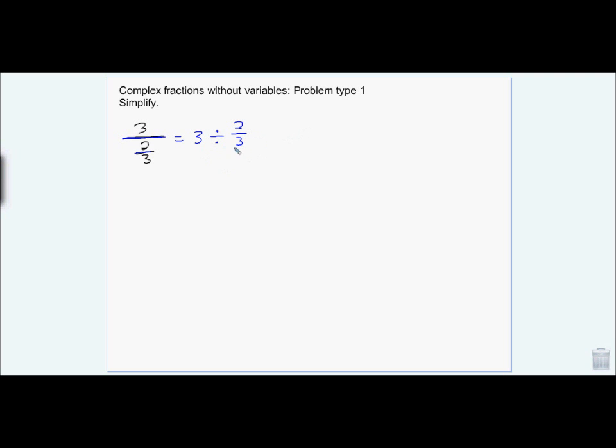Again, we need to change this to multiplication. So we're going to copy dot flip or multiply by the reciprocal. 3 can be treated as 3/1. So this will give us 9/2. 9 and 2 don't reduce, so we can leave it just in this way.